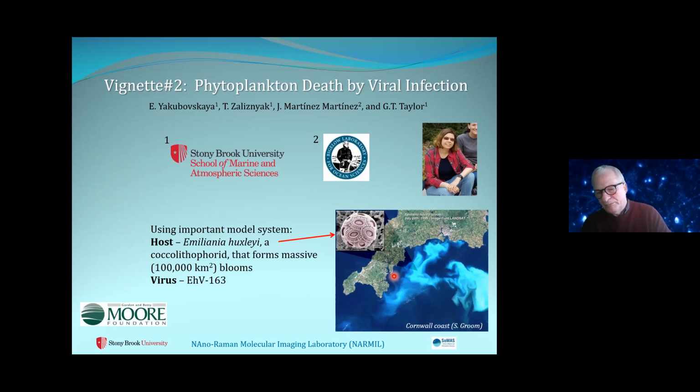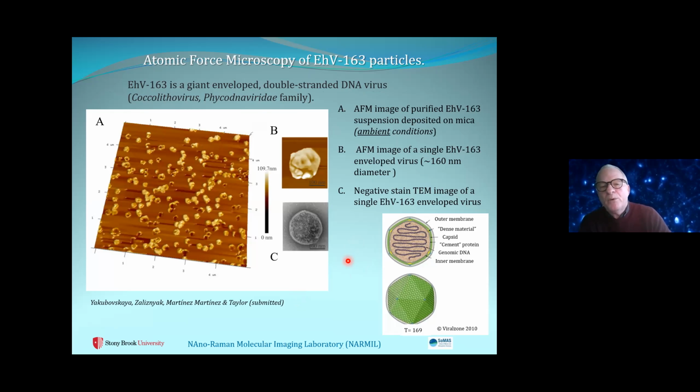We have in culture a virus that attacks them and is responsible for terminating these massive blooms, or at least partially. We don't know to what extent, but we think it's very important in terminating these massive coccolithophore blooms. And this is an AFM image of the individual viruses that we've harvested from an infected culture, cleaned up, and then deposited on a very flat surface, which is mica.